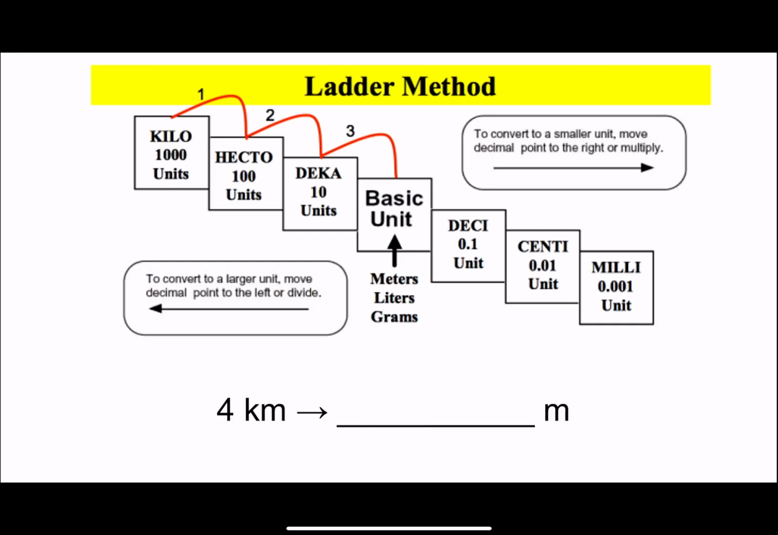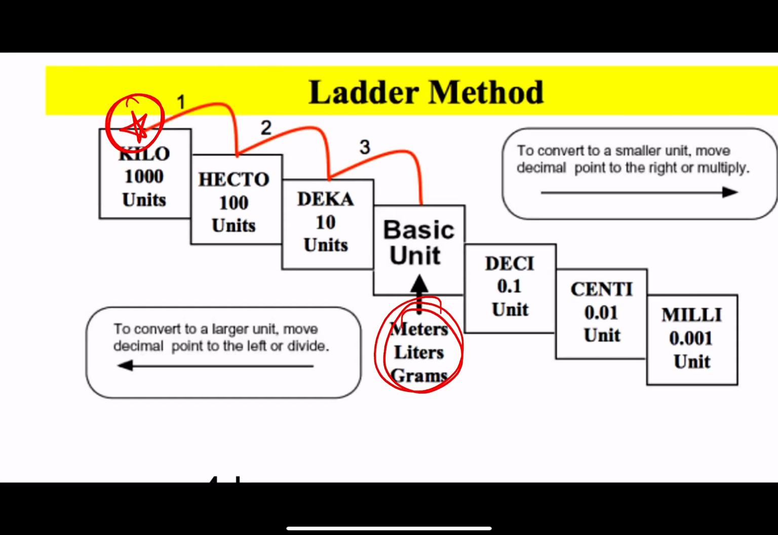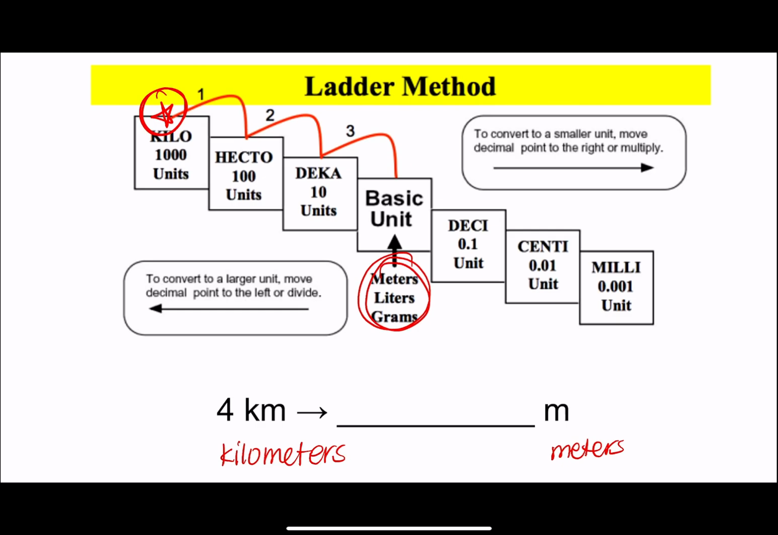Here's our example. km means kilometers, and then m is meters. And you might be like, oh, well, I don't see meters on here. They're all lumped up right here on the basic unit. So first step is to figure out where we're starting. We're starting in kilo, which is up here. That is our start, and we want to get to meters, which is right here. So you're going to jump on the boxes and figure out how many jumps it takes to get there. This one already did it for you. So we're going 1, 2, 3 jumps.